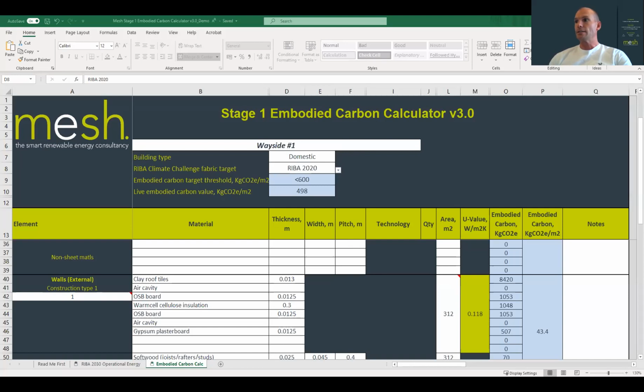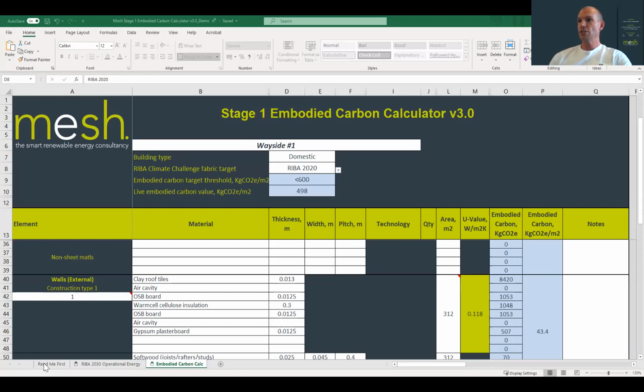So the calculator, you can see here on screen, I've got the calculator shared, and I'm going to walk through step by step some of the fundamentals, but also some of the quirky things that we've changed to really help out, based on feedback that we've got and using the calculator ourselves to help improve things.